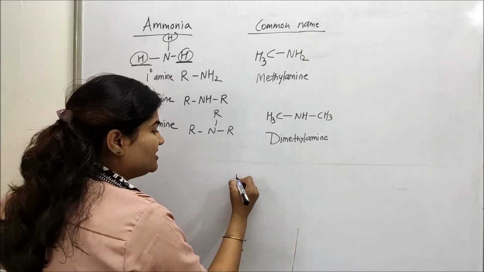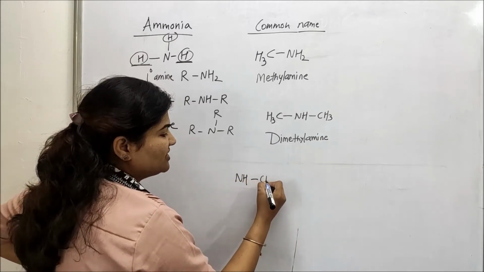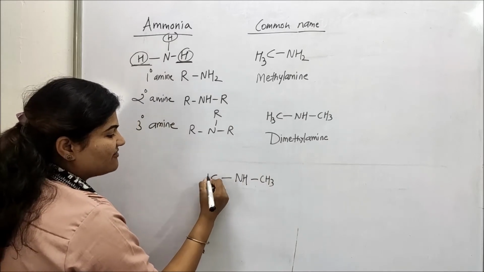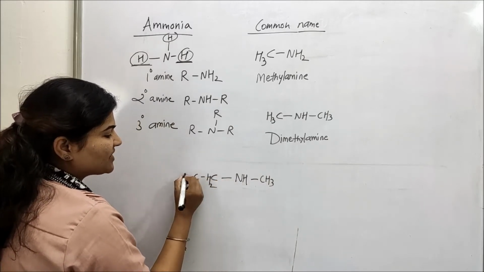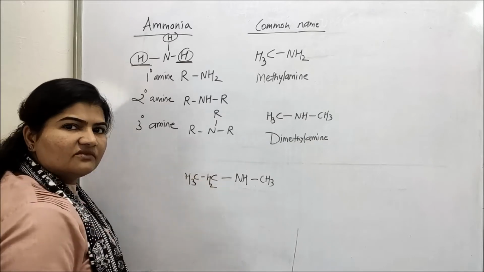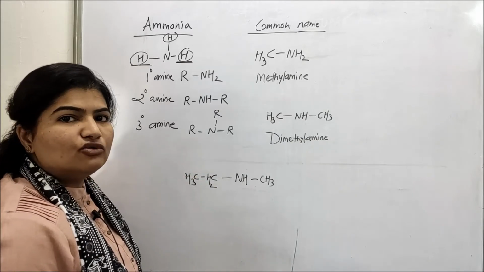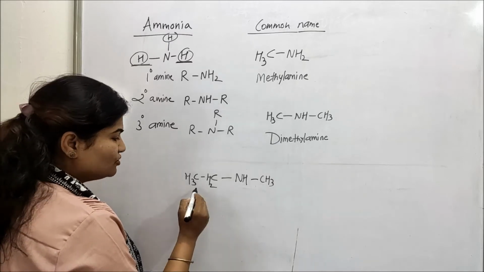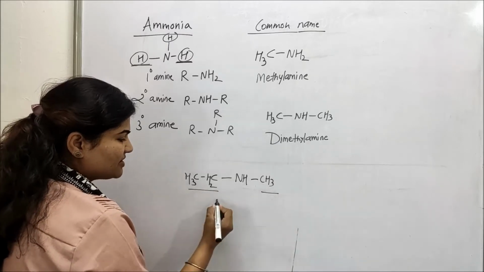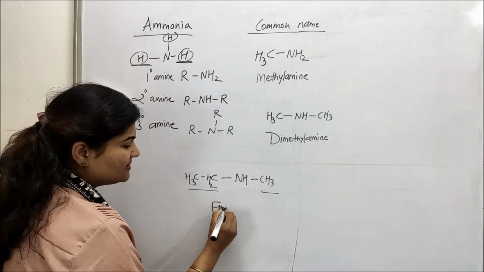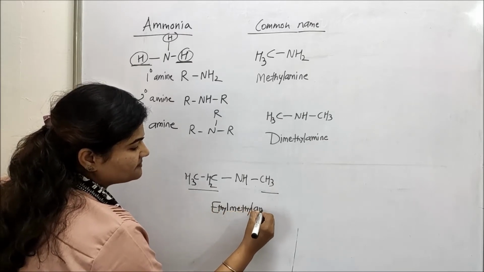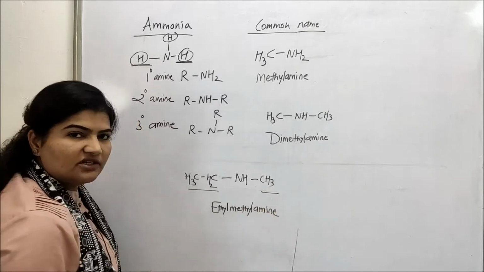Suppose I am having different alkyl groups on different sides. For example, here there is a methyl group, and here I am having an ethyl group, CH2CH3. Now what I have to do is arrange the alkyl groups alphabetically. So as you know, E comes earlier than M. I will write ethylmethylamine. Okay, this is for secondary amine.